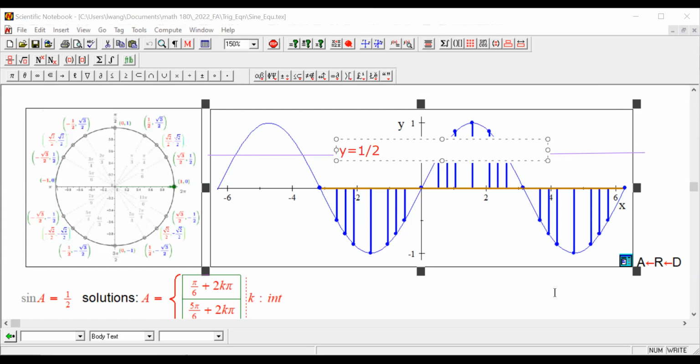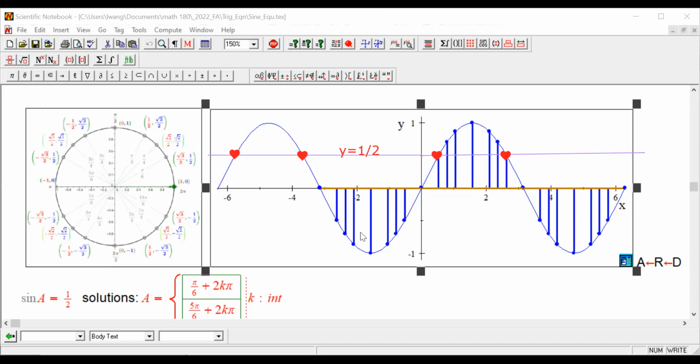Y equals a half. We know the output. How do we find the inputs? Every point where the line crosses half and crosses the curve is a solution. So here's a solution, there's a solution over here, there's a solution over here, and there's a solution over here and over there.